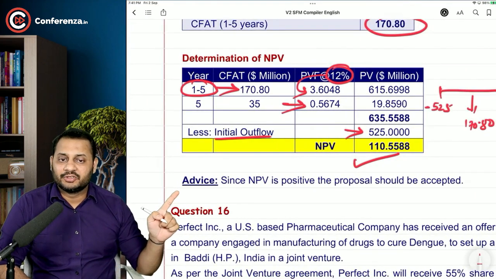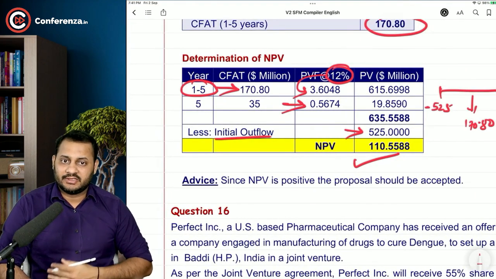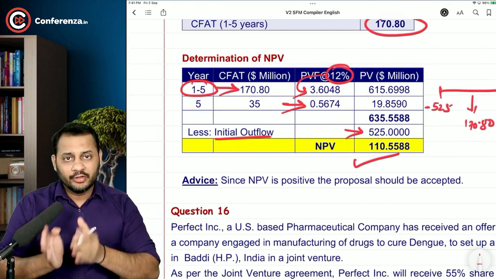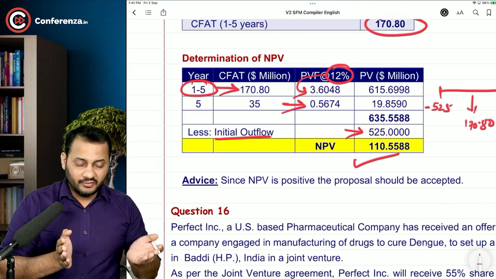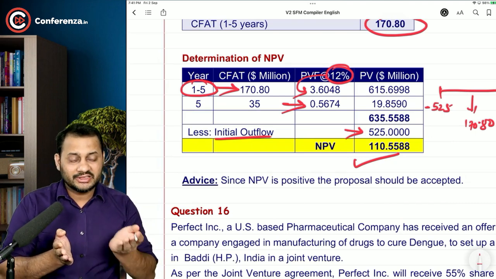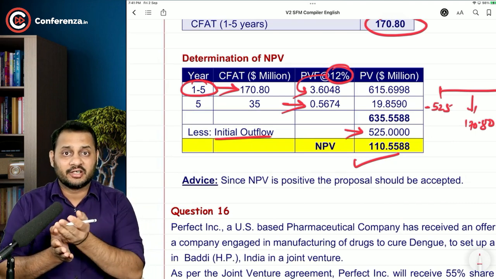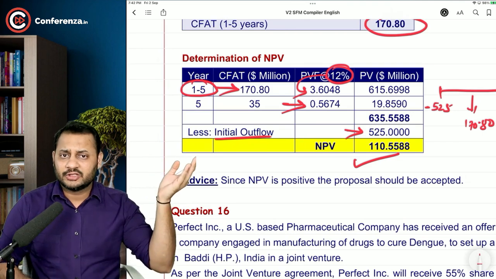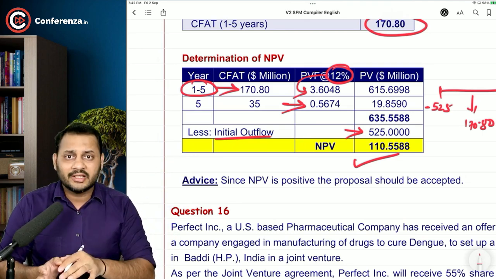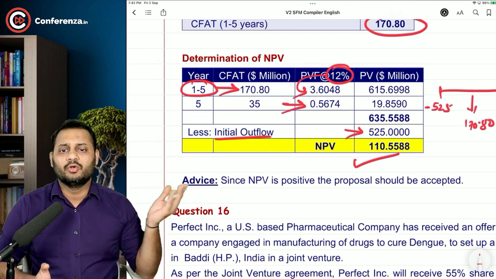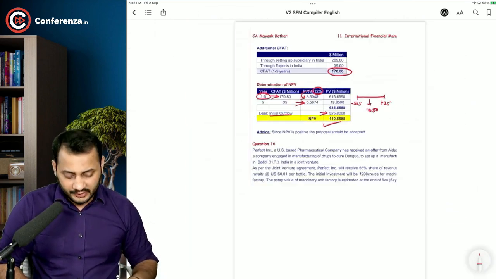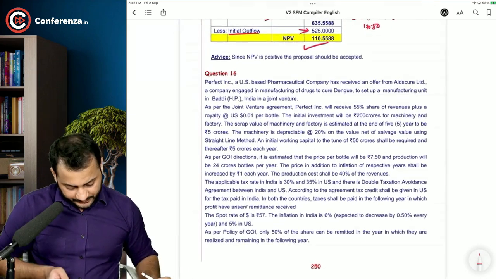Since NPV is positive, the proposal should be accepted. See, this is the NPV of closing exports and going for the subsidiary. So the NPV shows how much incremental or extra cash flows we are going to receive by setting up a subsidiary. If the cash flows are positive, that means we are earning more than export, and if it is more than export, go with the subsidiary. NPV is positive. Got it? So this is how you have solved this question.